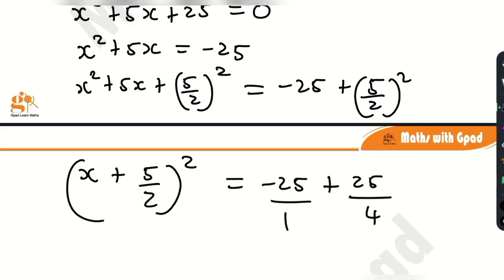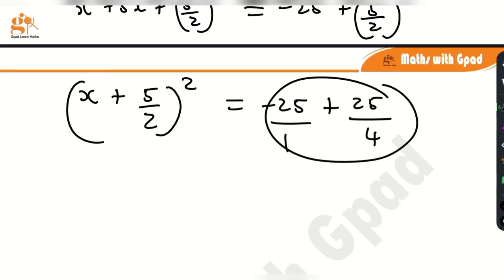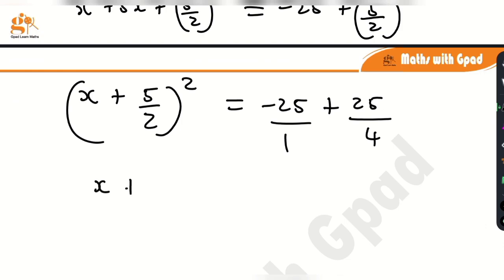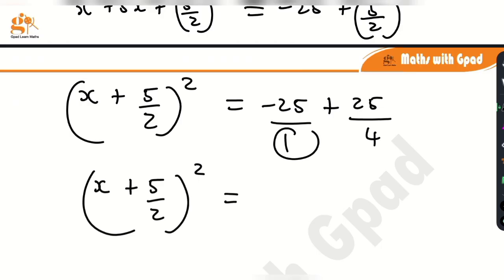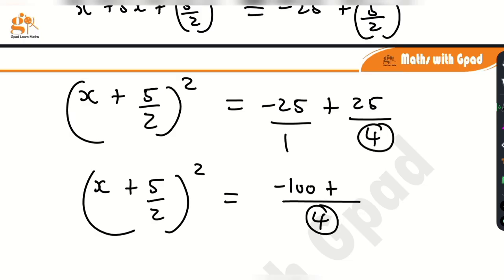Okay, let me quickly resolve this one here. I'm going to have x plus 5 over 2 all squared is equal to what? The LCM of 1 and 4 is what? Is 4. So 1 goes into 4 times, and then 4 times negative 25 is negative 100, plus 4 goes into 4 1 times 25 is 25.